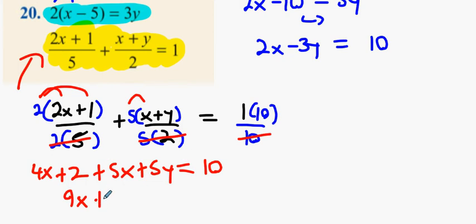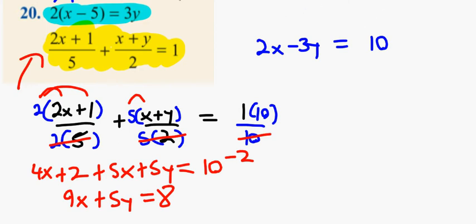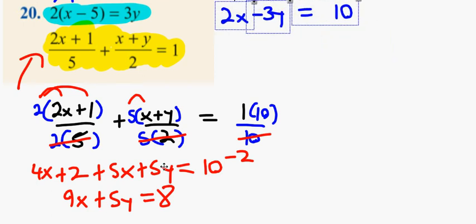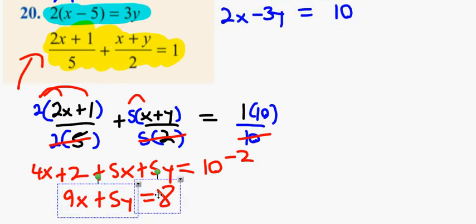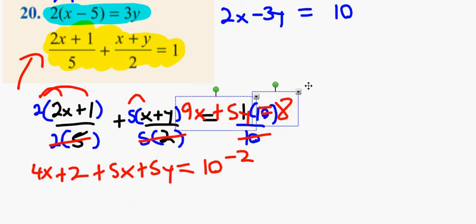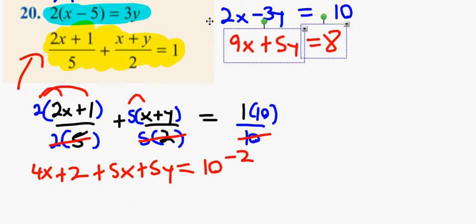Plus 5y. What happens to the 2? 10 minus 2, which would be 8. Okay, I haven't quite done yet, because all I've done is just change them. I haven't actually done the simultaneous equation yet. I've just made them into a simultaneous equation. So this question has now been converted into this question over here.